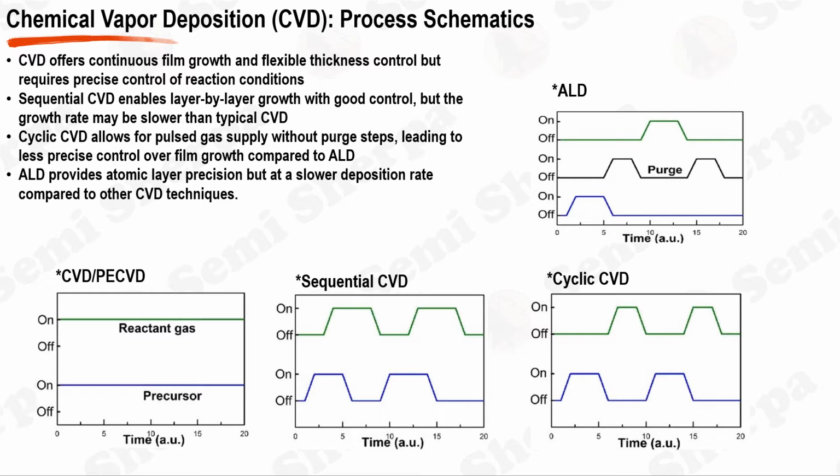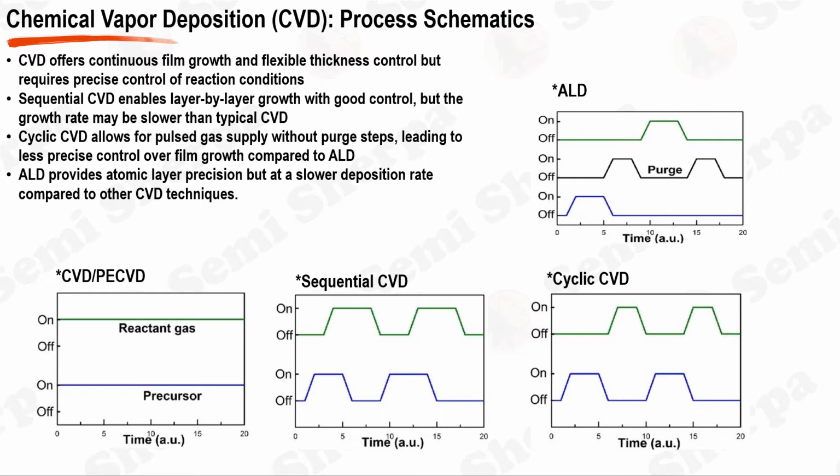Sequential CVD is a variant of the CVD process where the precursor and reactant gases are introduced sequentially, similar to ALD, but the level of control and the growth mode differ. The precursor is first introduced to react with the substrate surface, after which the reactant gas is introduced. Unlike ALD, which aims to achieve atomic layer precision by fully saturating the surface with each precursor pulse, sequential CVD allows for sub-monolayer to multiple layer growth in each cycle depending on the exposure time and concentration of reactant gases.